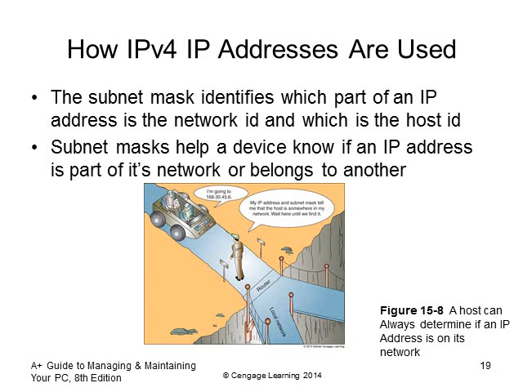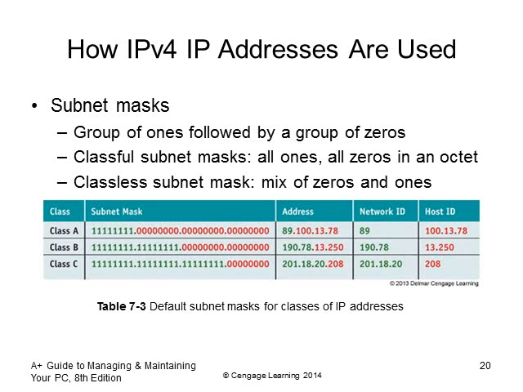Okay, so the subnet mask identifies the part of the IP address that is the network ID and which part is the host ID. Subnet masks help a device know if an IP address is part of the network or if it belongs to somebody else's network. A subnet mask is a group of 1s followed by a group of 0s. The classful subnet masks are all 1s, all 0s in an octet. Classless subnet masks are a mixture of 0s and 1s.